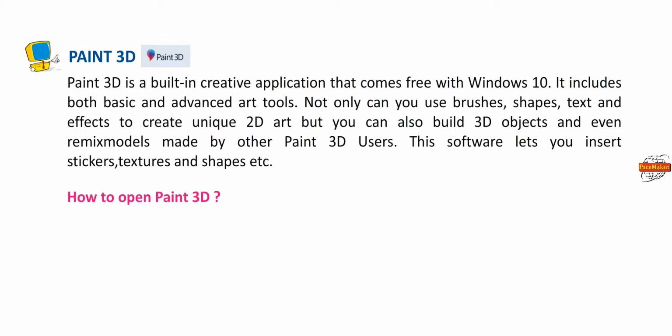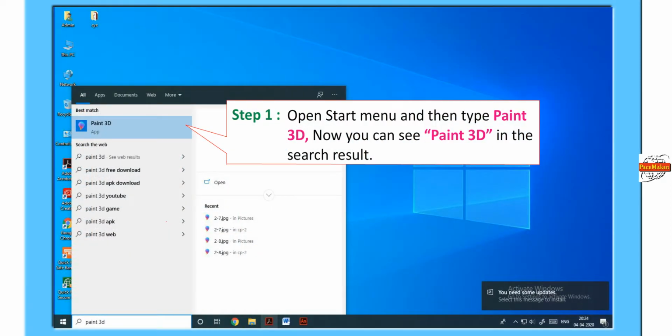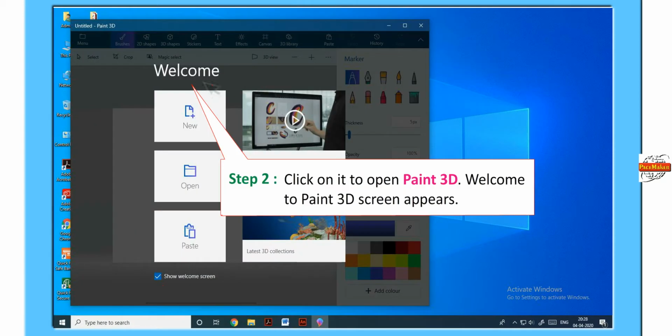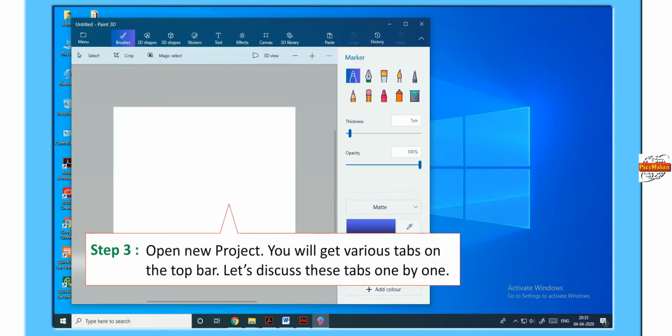How to open Paint 3D? Step 1. Open the Start menu and then type Paint 3D. Now you can see Paint 3D in the search result. In Step 2, click on it to open Paint 3D. The Welcome to Paint 3D screen appears. Step 3. Open New Project. You'll get various tabs on the top bar. Let's discuss these tabs one by one.